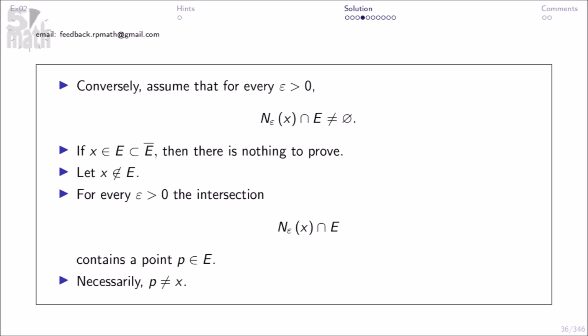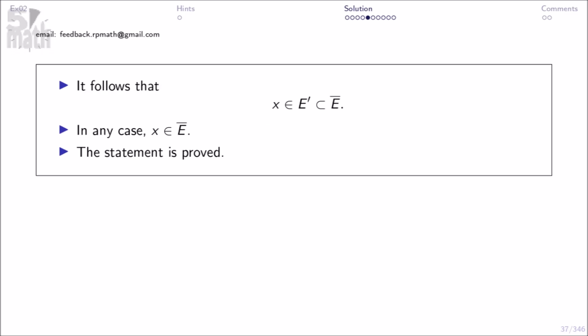Conversely, assume that for every epsilon greater than 0, this. If x in E subset of E bar, then there is nothing to prove. Let x not an element of E. For every epsilon greater than 0, the intersection here contains a point P in E. Necessarily, P does not equal x. It follows that x element of E prime subset E bar. In any case, x element of E bar. The statement is proved.